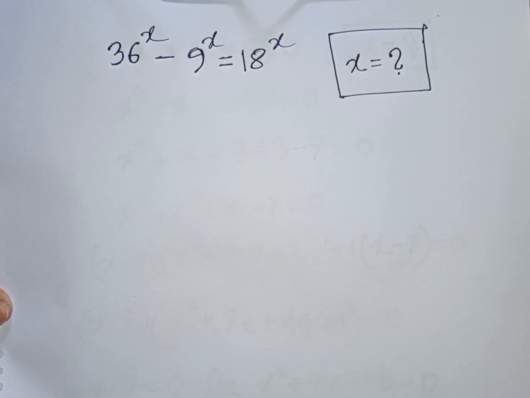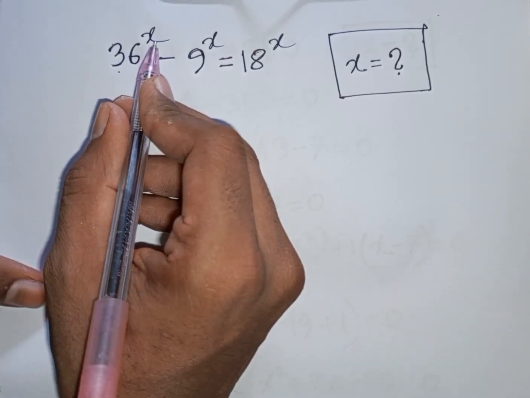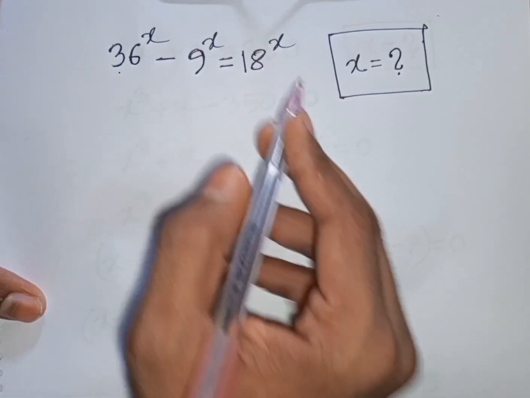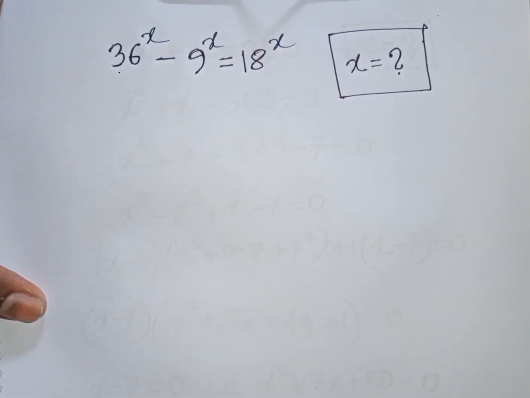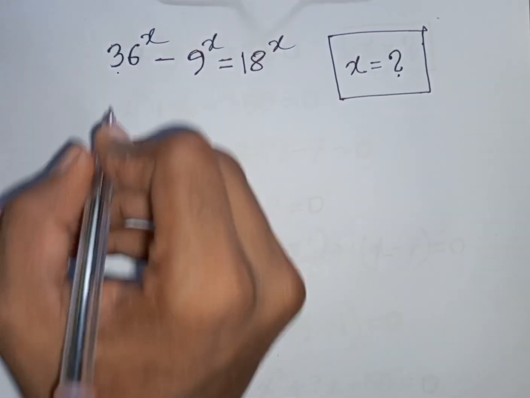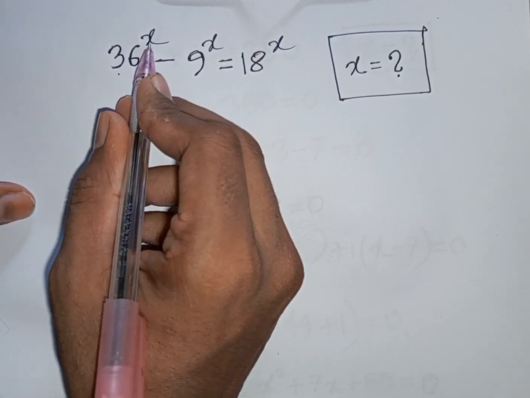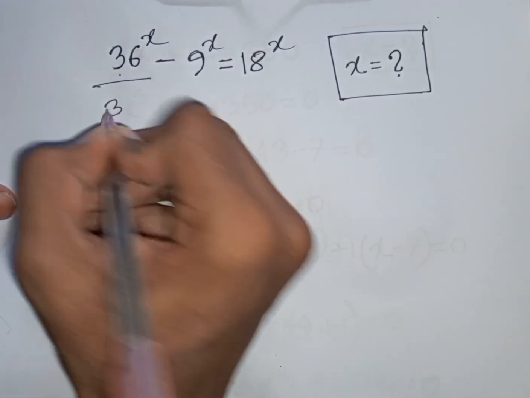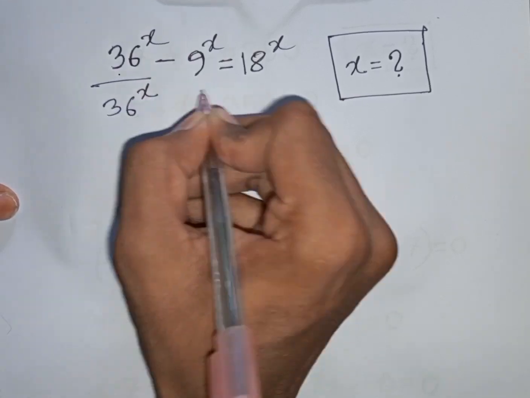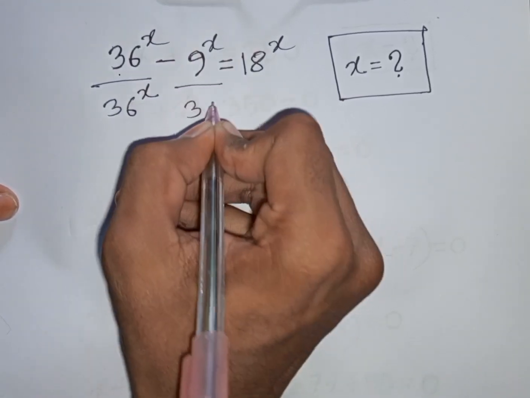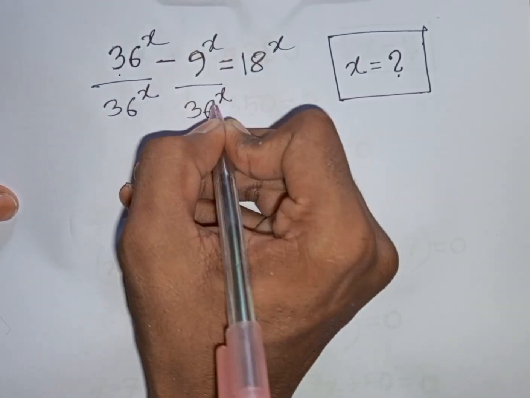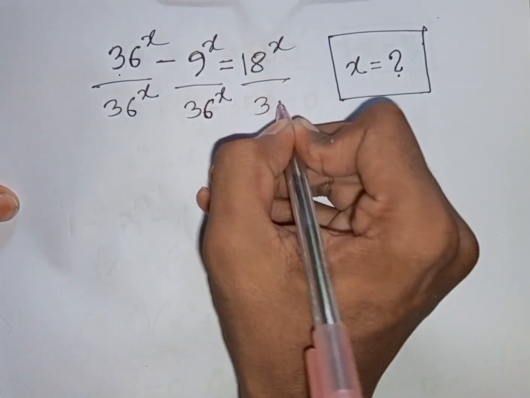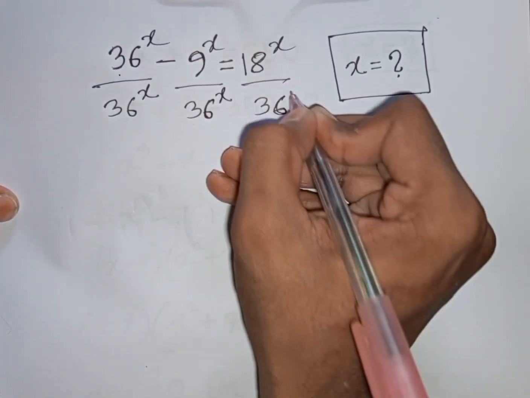How to solve 36 power x minus 9 power x is equal to 18 power x. Find the value of x. So at first we divide by 36 power x on both sides.